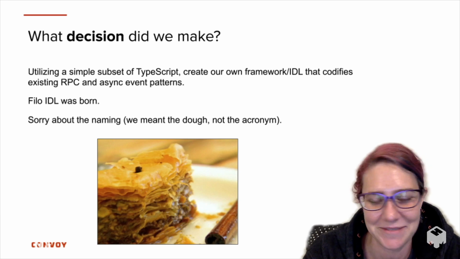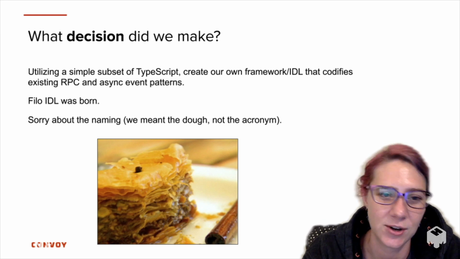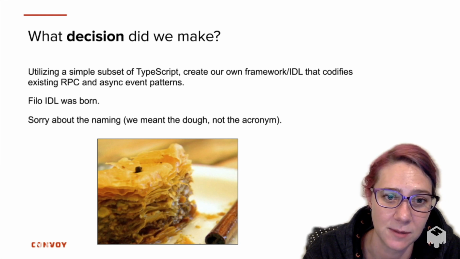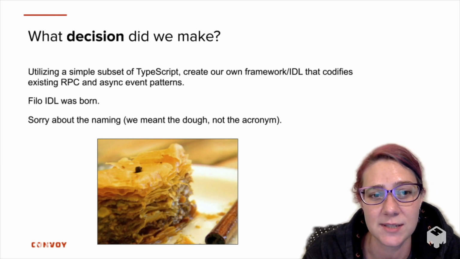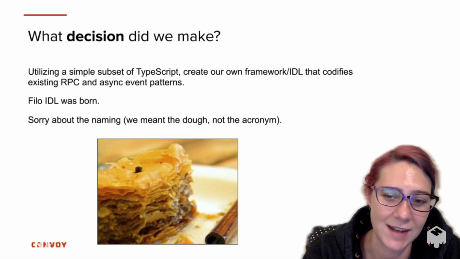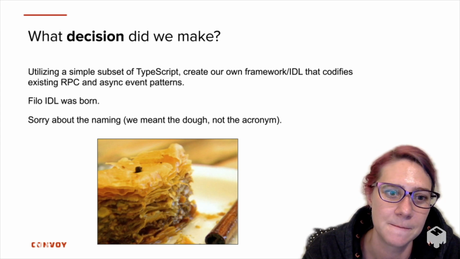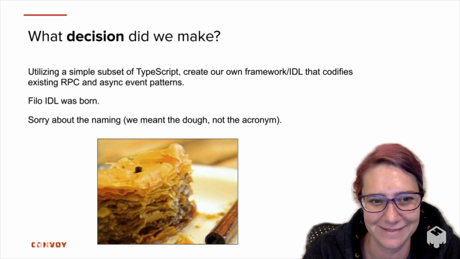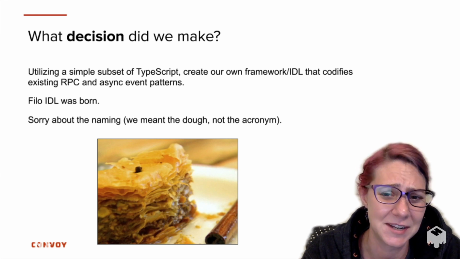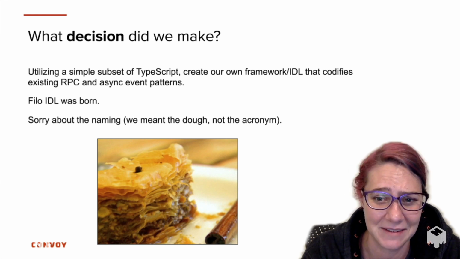So you can probably get an idea of what decision we made based off of our risk areas, but ultimately we decided to create our own solution. We wanted to make this as simple as possible, so we wanted to take TypeScript, which was a known entity for us, use a small, simple subset of it, and then use that to create our own framework or IDL that codifies our existing patterns for RPC and asynchronous events. Filo IDL was born. Sorry about the naming. Unfortunately, we went the DOE, not the acronym, and we'd done internal branding for long enough before we realized the acronym was a thing that it was kind of irreversible.